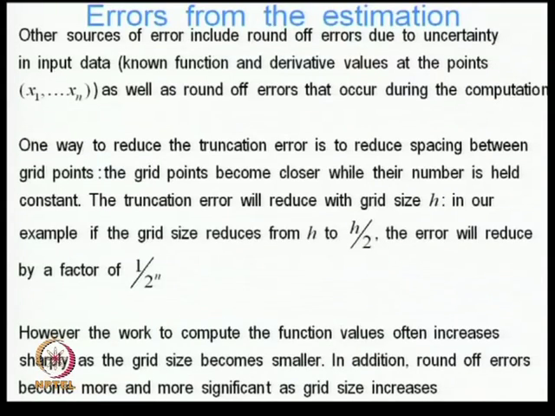However, the work of computing function values often increases sharply as the grid size becomes smaller. As my grid becomes smaller and smaller, the computation becomes more expensive, because I have to deal with smaller numbers. In addition, round off errors become more and more significant as the grid size decreases. As the grid size decreases, the round off errors become larger and larger.